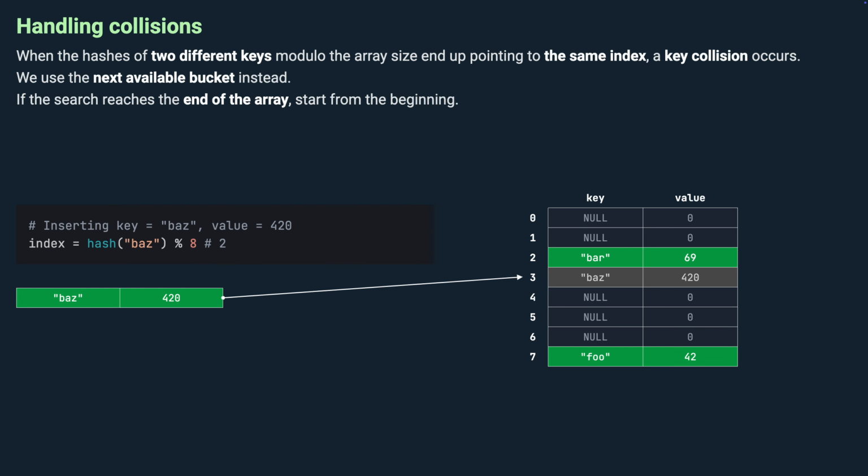It may happen that two or more keys in the table end up pointing to the same index. This is called a key collision. In this video, we are going to handle collisions using a technique called open addressing. The way this works is very simple. If the index calculated by our hash function is already taken by a different entry, we check the next bucket and the next one until we find one that is empty.